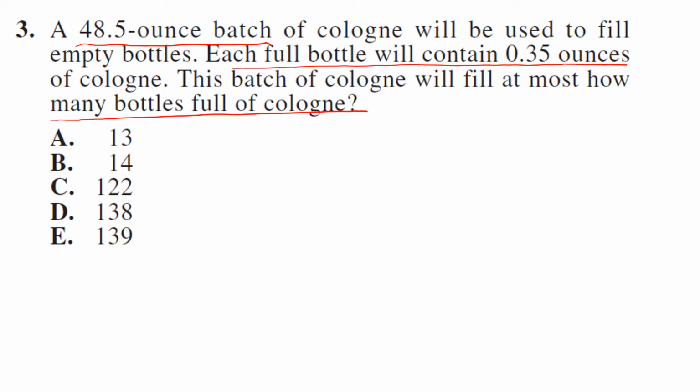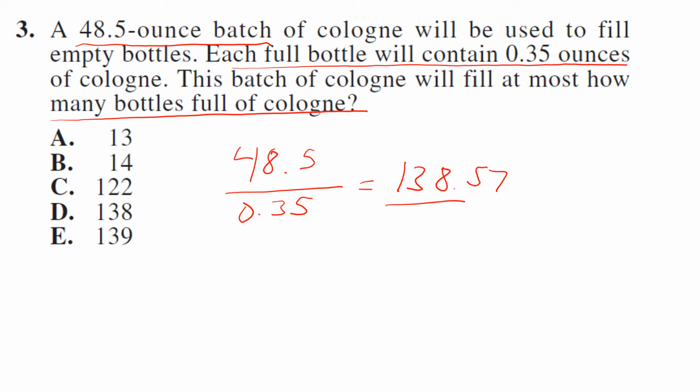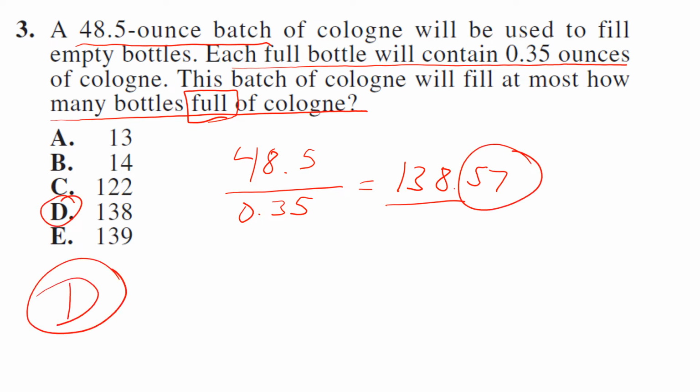So we're going to take 48.5 ounces of cologne and put it in bottles that will hold 0.35 each. This is easiest on a calculator. You get 138.57. Be sure you don't round up, because that means you're going to fill 138 full bottles, right? Full bottles, 138. And you're going to have 0.57 left over, so your answer is D. So don't make a silly mistake and round up and say E.